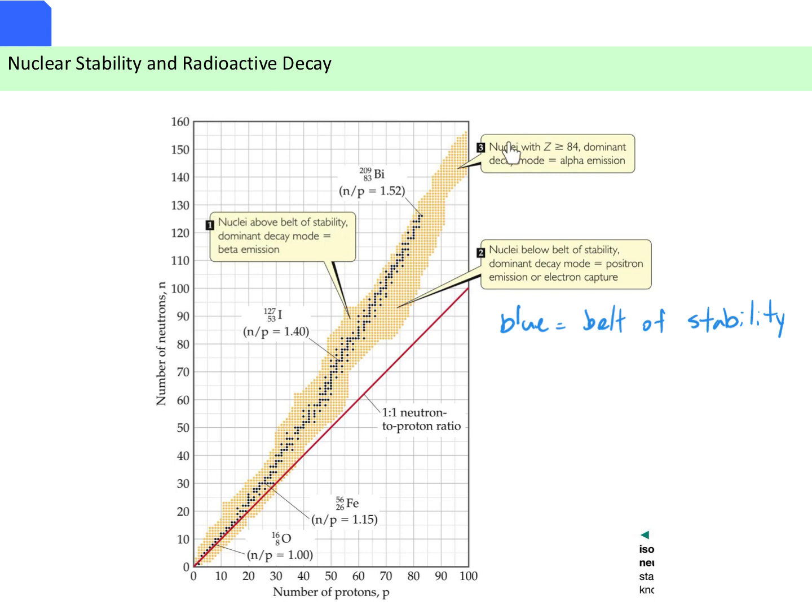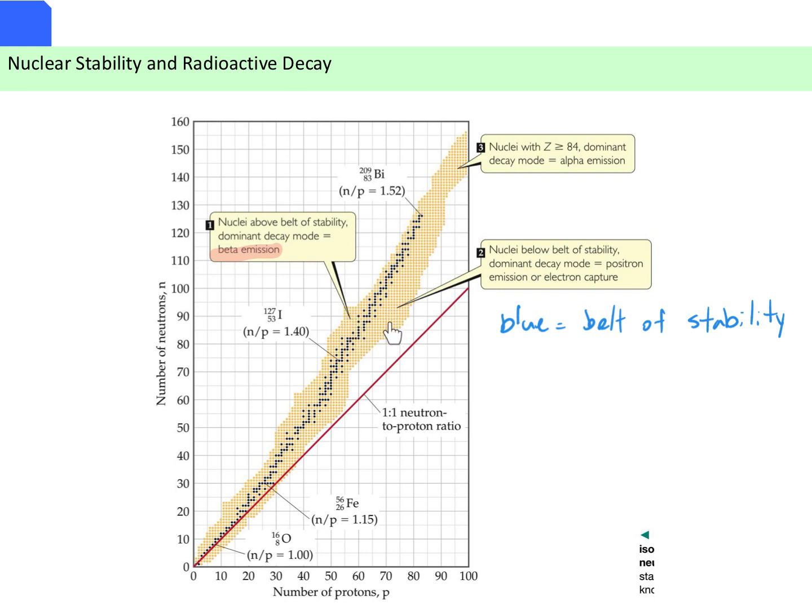Take a look at these bubbles in yellow. Number 1, anytime the nuclei is above the belt of stability, to the left or above the belt of stability, the dominant decay is beta emission. Remember, beta emission takes a neutron and turns it to a proton. And so basically when beta emission happens, it shifts to the right or increases the atomic number and decreases the number of neutrons. So if you have an isotope that's above or to the left of the belt of stability, it will go through beta emission to shift right and down.